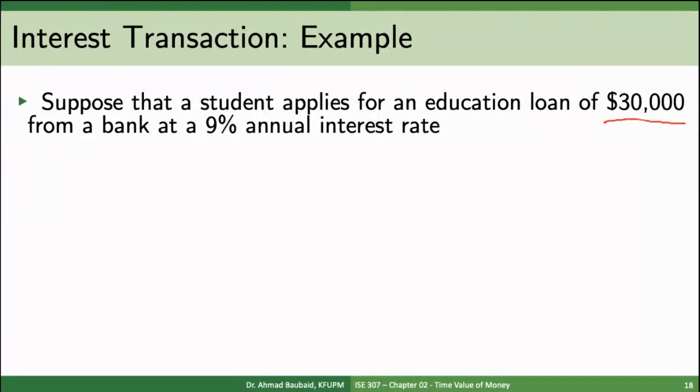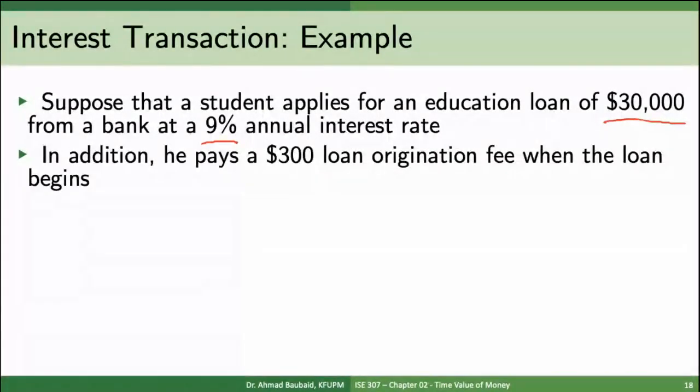Okay? And the bank says, I can give you this loan, but you're going to have to pay me 9% interest per year. All right? In addition, the bank is going to charge a $300 loan fee today, when the student gets the loan. So they're not going to get the full $30,000. They're going to get $30,000 minus $300, because that's a fee that they have to pay to the bank immediately, right? So when the loan begins.